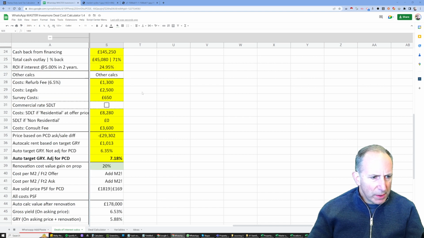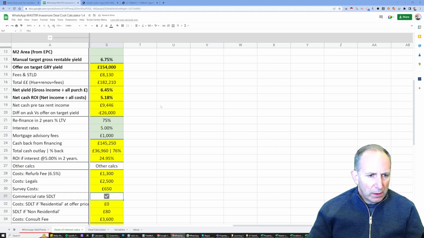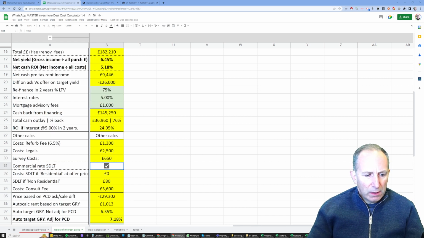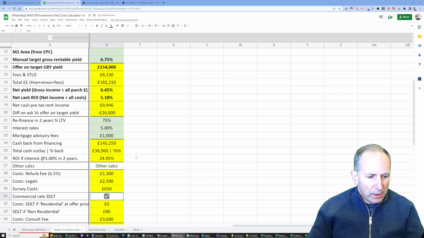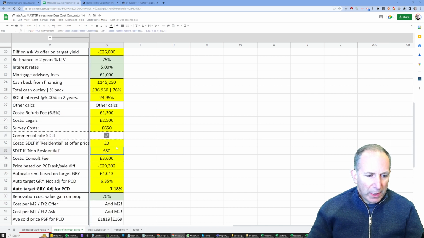There are some other variables here which are very important. So one of them is other costs, etc. Now, the next thing that is really, really important is stamp duty. So if a property can be deemed as uninhabitable, then you don't have to pay residential stamp duty. And in this case, for this property, as non-residential, assuming you're paying £154,000 for the property, then you would pay £80 in stamp duty. But if it's deemed as residential, you pay £8,280.